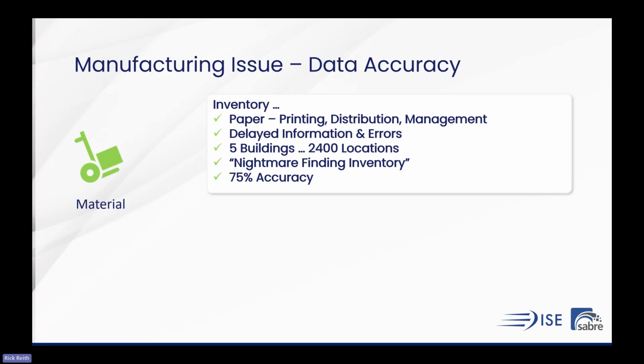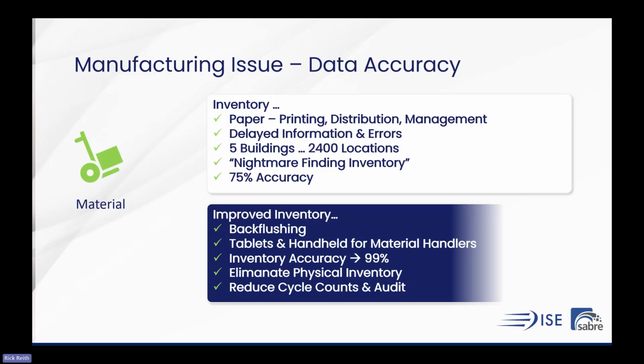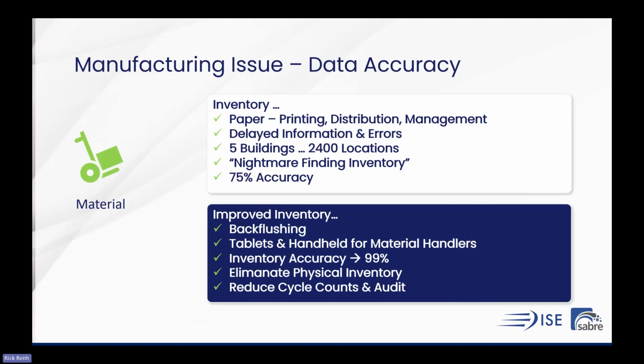So if you think about the accuracy and people running around the shop floor or the warehouse trying to find material that they think is supposed to be in one location, but it's really not. Or maybe it's there, but they don't have enough in that location to satisfy what they're trying to do. So they have to go to multiple locations. Well, they went through a process of saying, all right, let's actually improve this inventory.